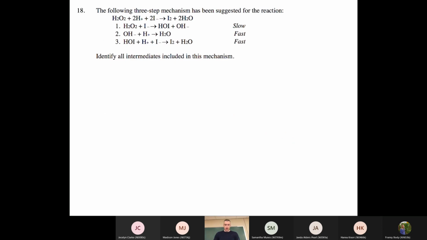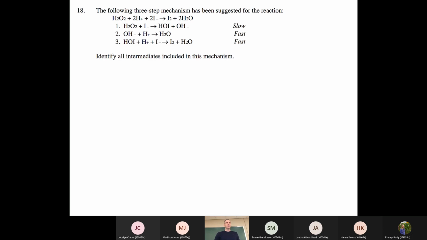The next one is a sort of non-mathematical one. It's giving you the mechanism, a 3-step mechanism for this reaction of hydrogen peroxide with iodide and H+. And you can see there are 3 separate steps. If you add those 3 steps together and cancel what appears on both sides, then you should get the overall balanced equation. And you see the first step is slow, the second step is fast, the third step is fast. It says identify all intermediates in this mechanism.